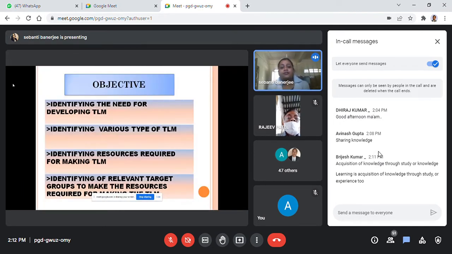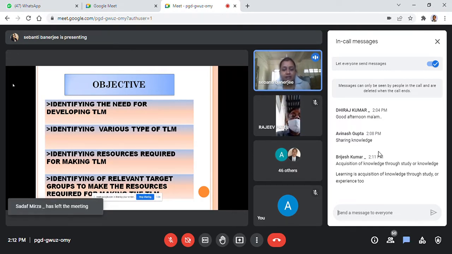So I have subdivided the topic of teaching learning material into 8 subtopics. The first one is identifying the need for developing TLM, identifying various types of TLM, identifying resources required for making TLM. The fourth one is identifying relevant target groups to make the resources required for the TLM. We will discuss it later.